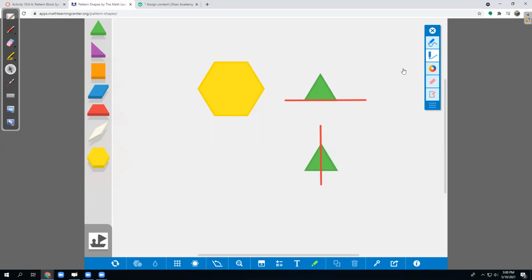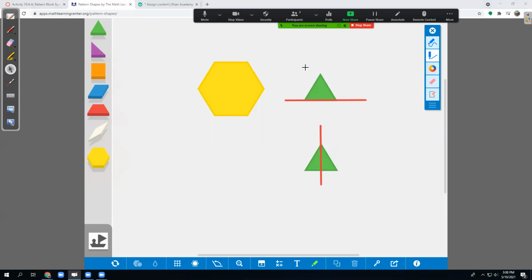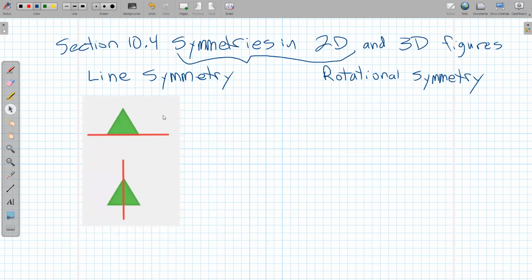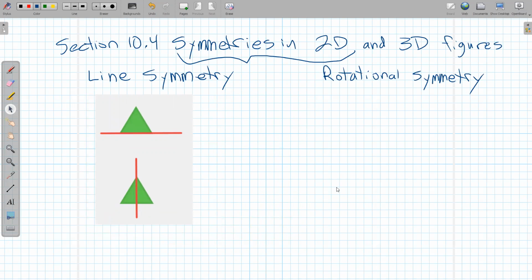So let me change colors after. Oh, I gotta do it before. That's okay. So the idea of line symmetry has to do with mirror images. And the book talks about a toy you can play with called a Mira, M-I-R-A, which we can't use virtually, unfortunately. But one way to think about line symmetry is the line forms mirror images.